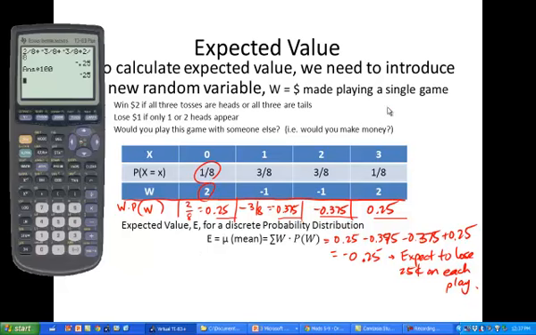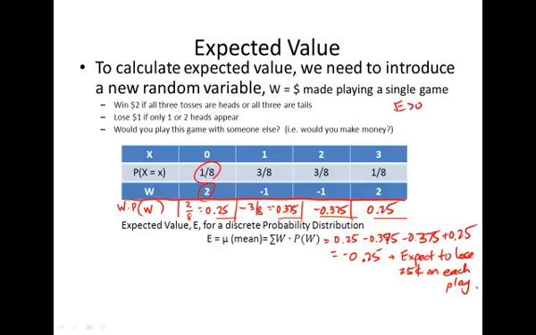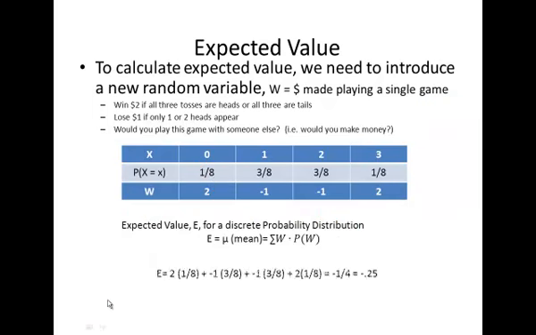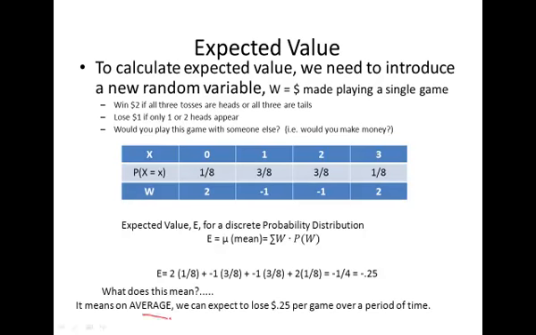So when the expected value is positive, that means that you expect a win overall. When the expected value is negative, you expect to lose in general. So again, on average, we expect to lose 25 cents per game over a period of time. So maybe not the best idea to play this, since you'll be losing money over time.